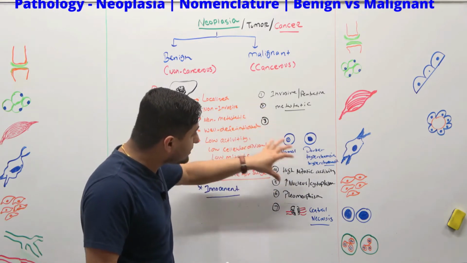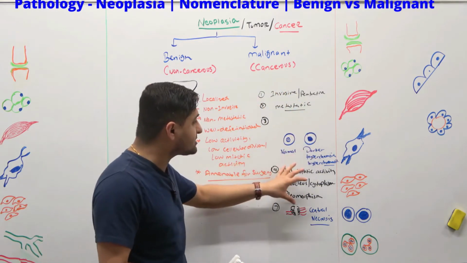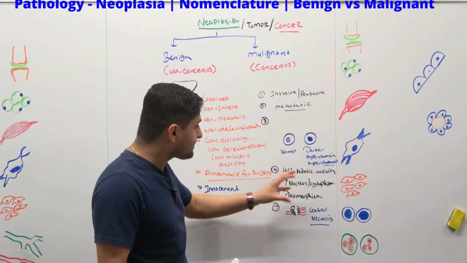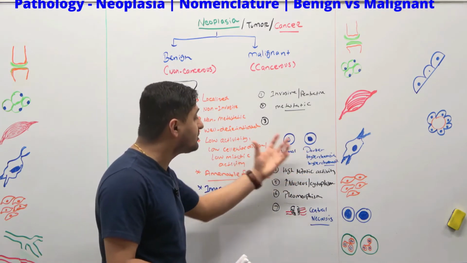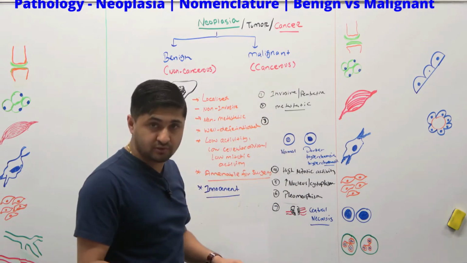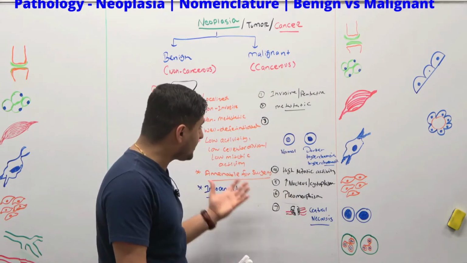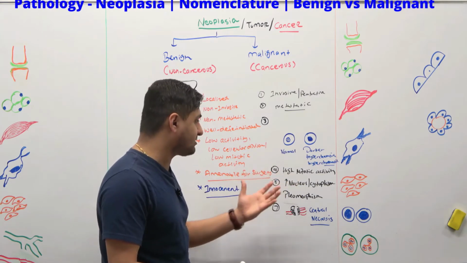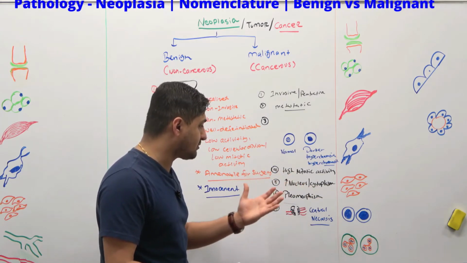And remember, when you look histologically, these are some of the morphological or histological findings you see in a malignant tumor. And these are basically, as I said, high mitotic activity and increased nucleus to cytoplasm ratio.